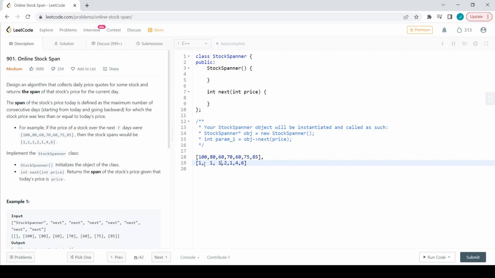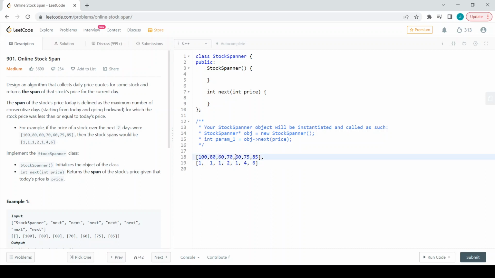When the stock price is 100, there is only one price less than or equal to it among the previous ones, that is 100 itself. So 1. For 80, there is only one price less than or equal to 80, that is also 1. For 60, there is only one, that is 1. And for 70 there is 2. Why so? 70 is less than or equal to 70 and 60 is also less than or equal to 70, and 80 is greater, so these are the consecutive prices less than or equal to 70.